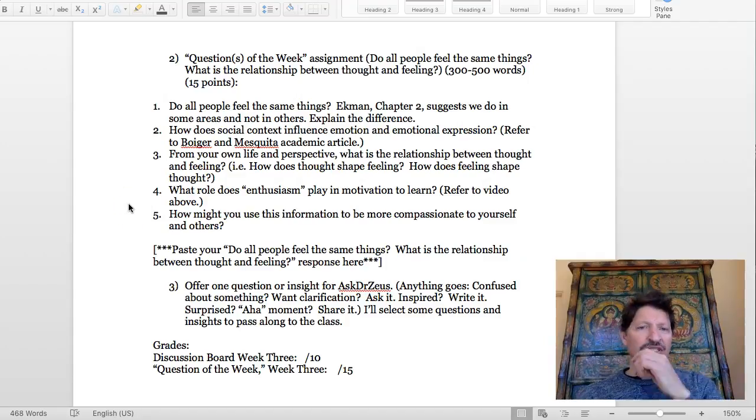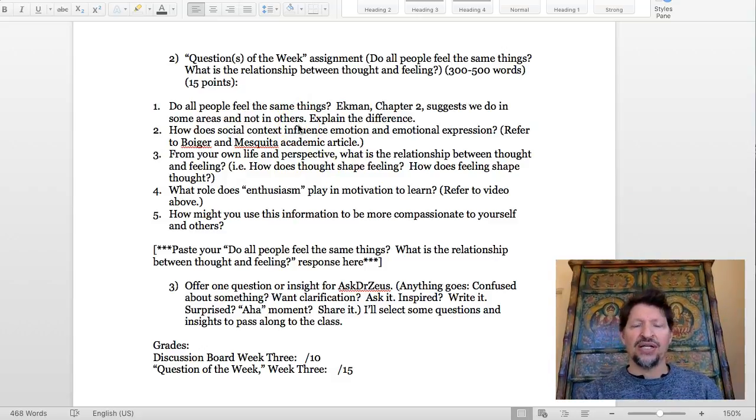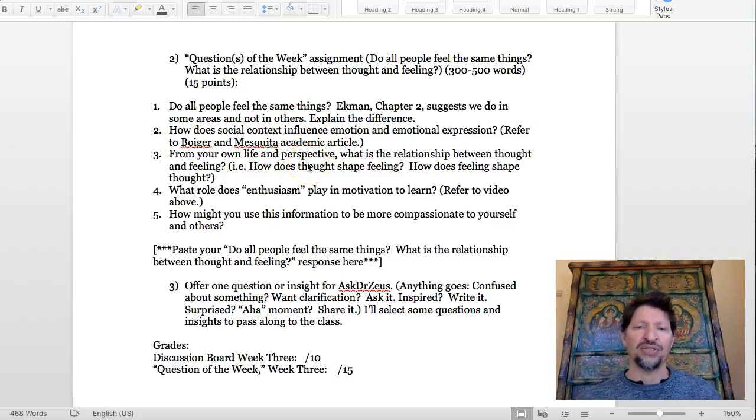Okay, we're back to the questions again. So we have a good context from which to answer this second question: how does social context influence emotion and emotional expression? And again, I want you to apply this. So from your own life and perspective, what is the relationship between thought and feeling? How does thought shape feeling? How does feeling shape thought?